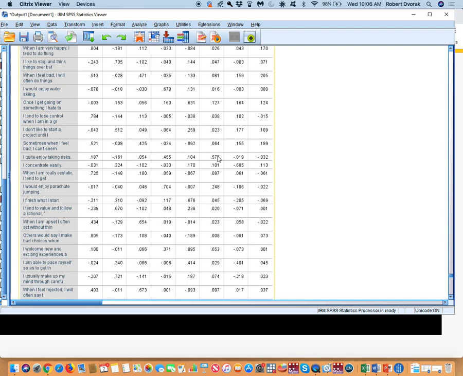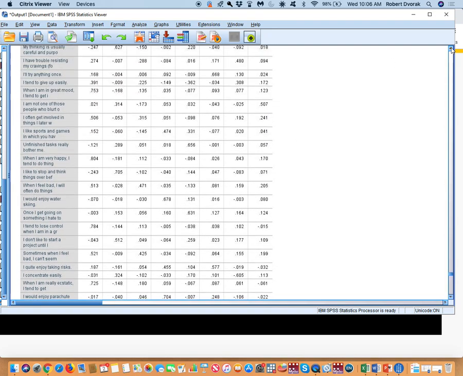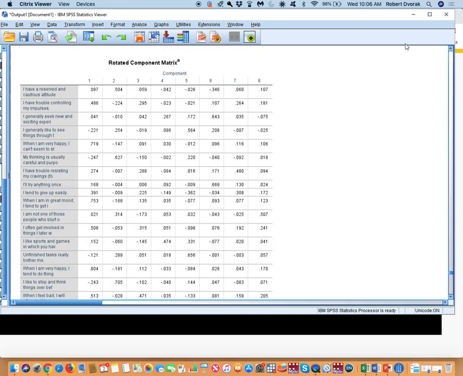I quite enjoy taking risks. Thrill-seeking, sensation-seeking type of person, right? Yeah, of course. And I would enjoy parachute jumping. That doesn't actually load on our same factor, right? Now we know that it should load on that factor, but it doesn't. It's a real item, like, realistic: I would enjoy parachute jumping. Yeah, that's a real item.